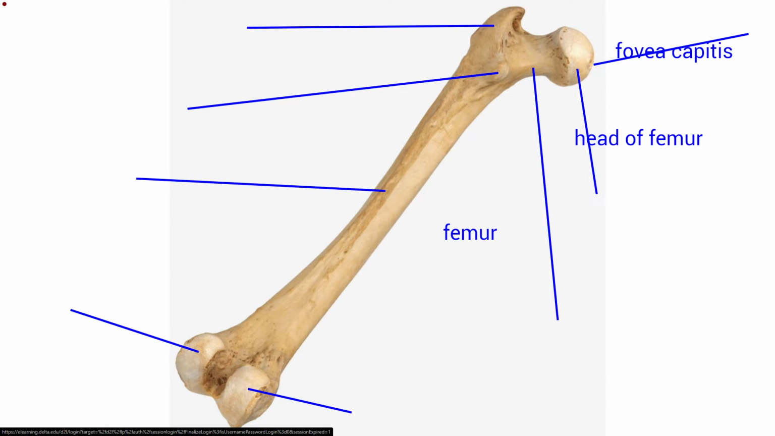Greater trochanter, lesser trochanter, linea aspera is this ridge going down the middle of the bone here. Now we've got these two smooth edges. These are called condyles, and one is lateral and one is medial. So how do we know which one is which?